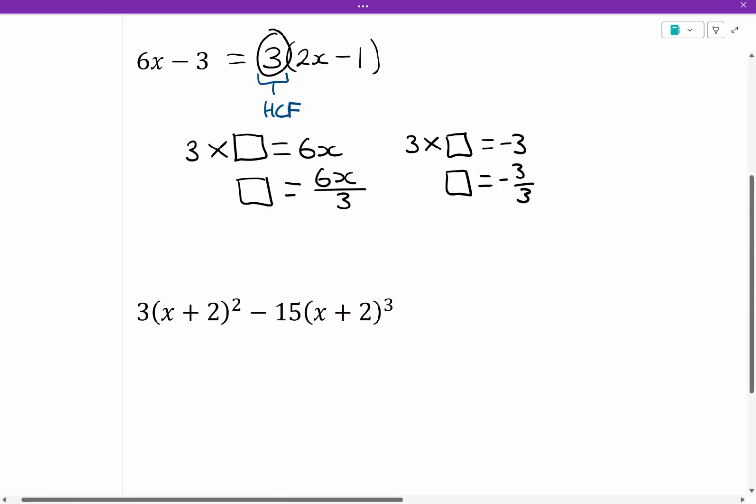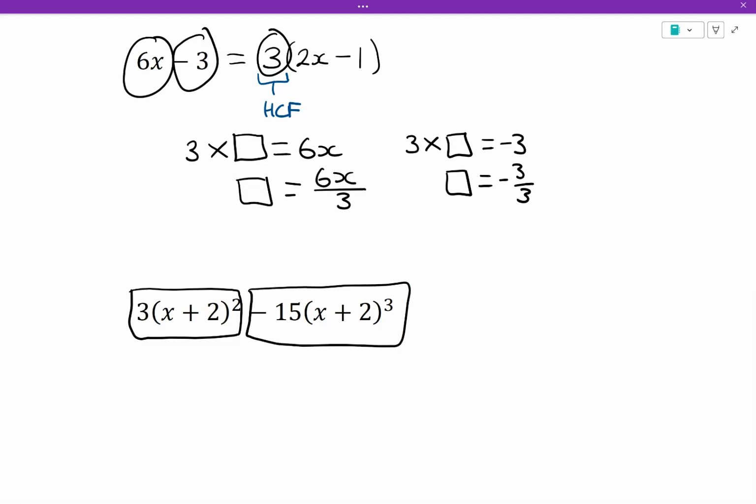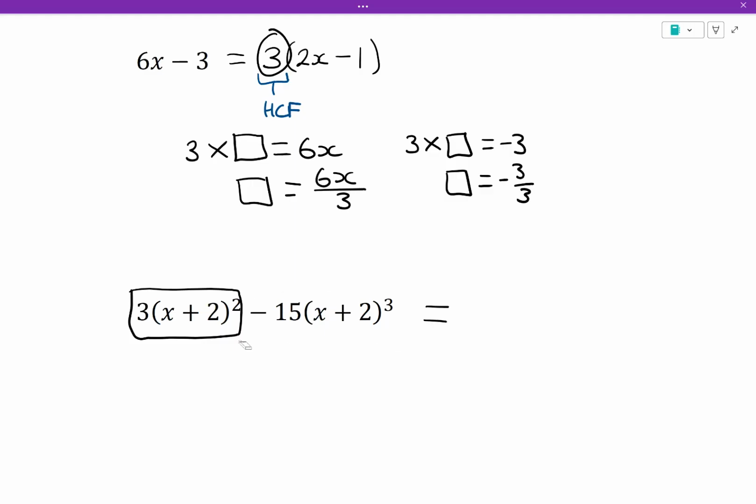The one we're going to do is this one here. You can see we've got brackets now, however, no negative or fractional powers yet. We've got 2 terms. This is term number 1, which is sort of like the 6x from before, and this here is term number 2, which is sort of like the negative 3 from before. So we need to identify our highest common factor. If we look at both terms, clearly x plus 2 is in both of them. That means x plus 2 is going to be part of my highest common factor. Now, we usually use the lower power. The lower power of x plus 2 would be squared, so I'm going to put a squared on this bracket here.